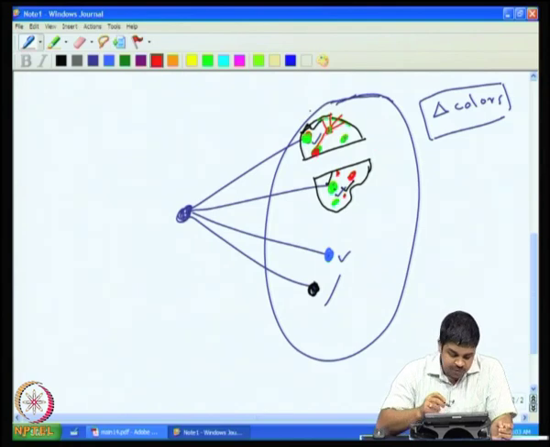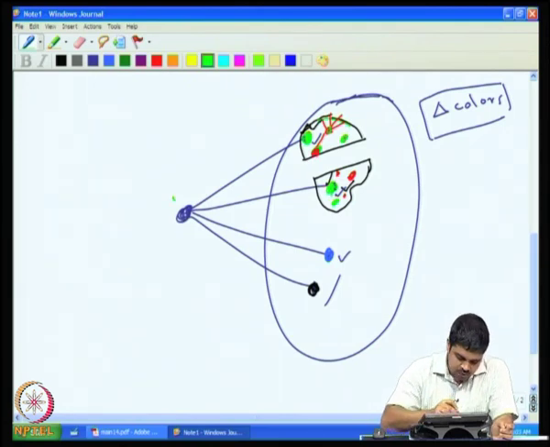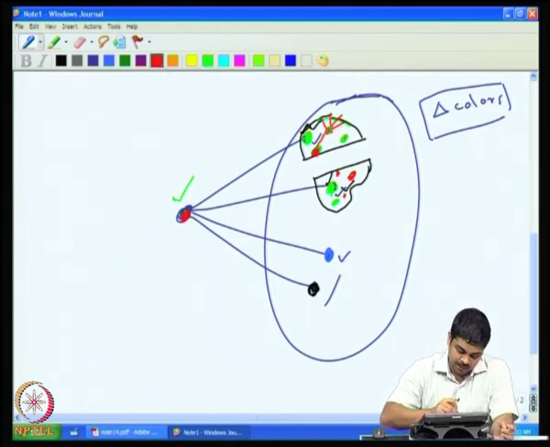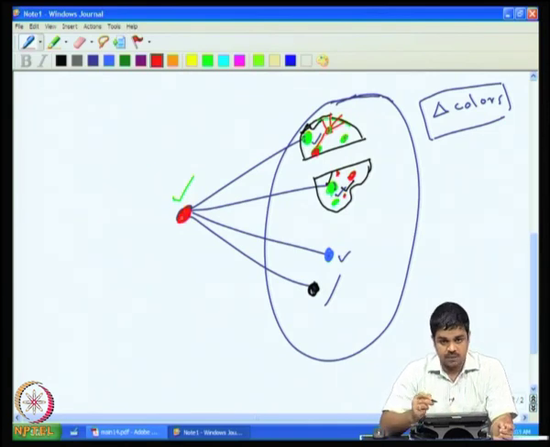Now the effect is that when you did this, this became green, and this is already green, right? So there are two greens in the neighborhood of this vertex V. Two greens means there is a repetition. In other words, red was released. Red is not used by any of the neighbors of this vertex. So now red can be given to this vertex. This is the effect, and therefore we extended the coloring.